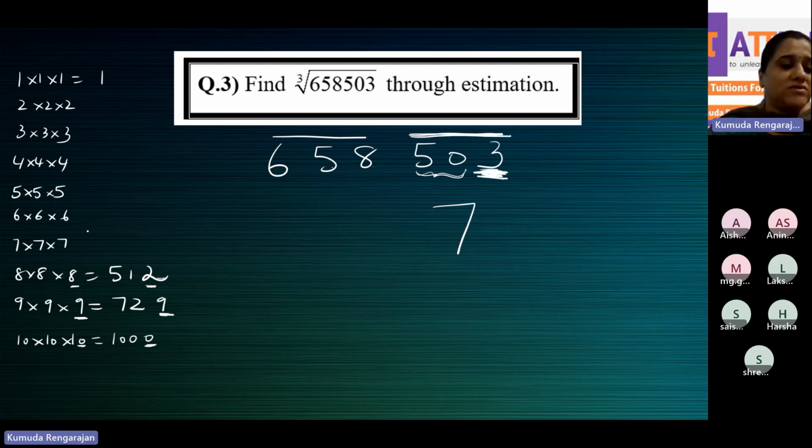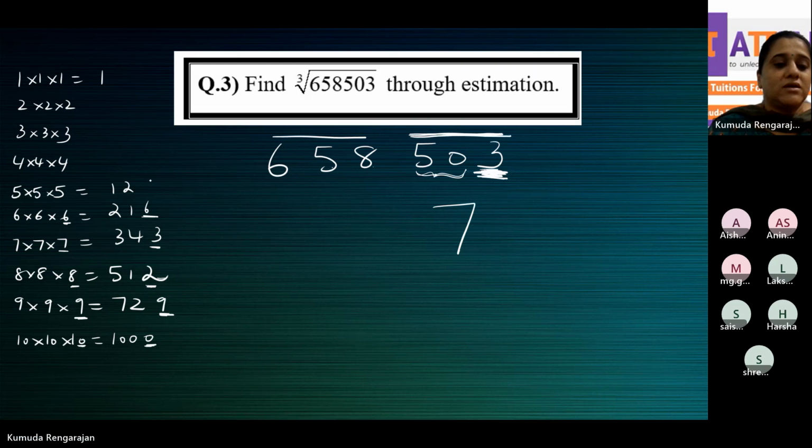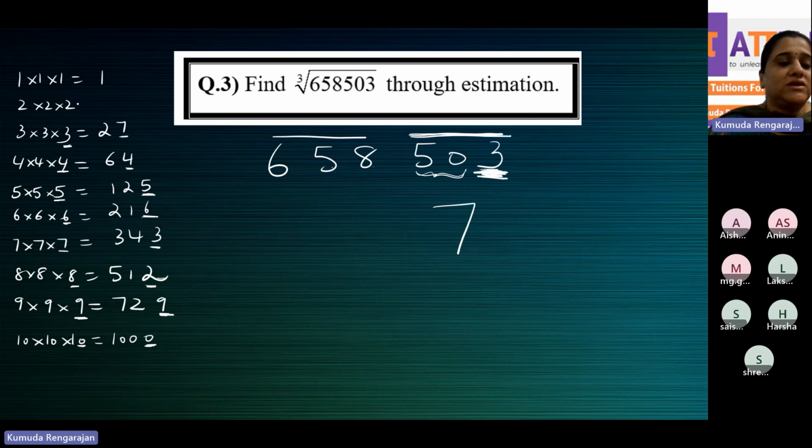7 into 7 into 7 is 343. So if the cube number ends with 3, then the cube root should end with 7. 6 cubed is 216. If the cube number ends with 6, its cube root also will end with 6. If the cube number ends with 5, its cube root also will end with 5. If the cube number ends with 4, its cube root also ends with 4. 7, 3. 8 and 2.